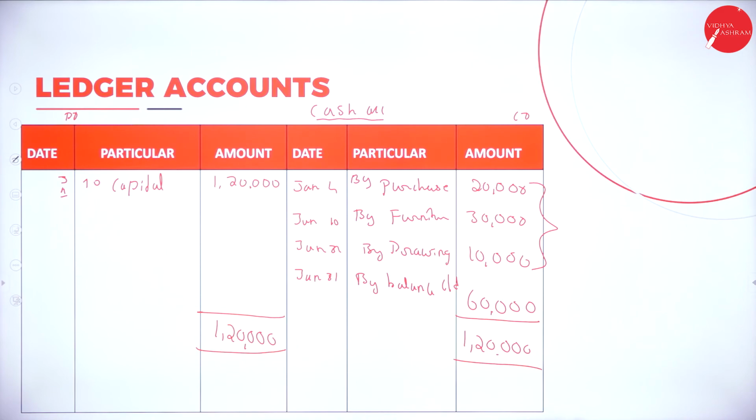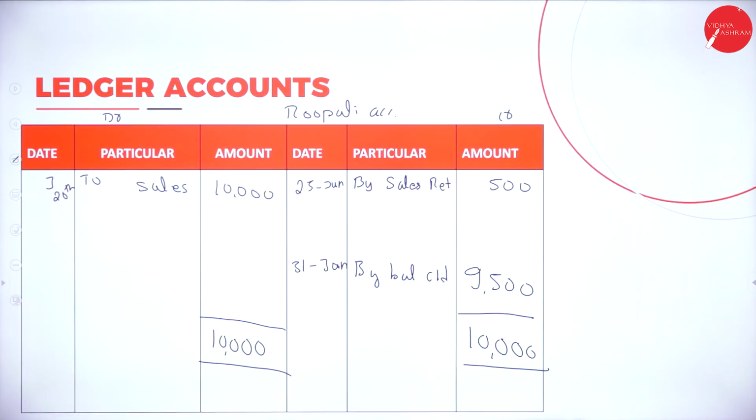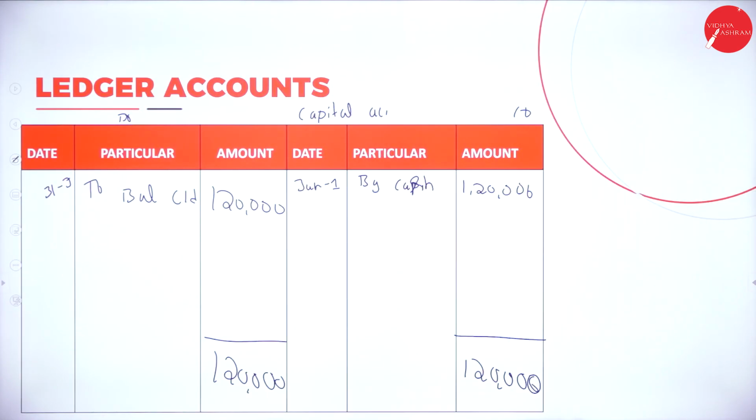We started with ledger accounts. Normally, we have cash, the bigger one. Earlier we didn't know what your cash balance was. Now you know that the last answer, 60,000, is your cash balance. That is the main reason we prepare a ledger account. This is your ledger account of Rupali. Rupali is showing 9,500 as our balance. This is your capital account. The capital is showing 1,20,000 as the balance. Whatever balance carry down is there, that is your final answer.